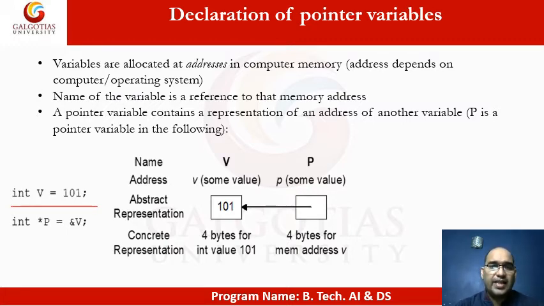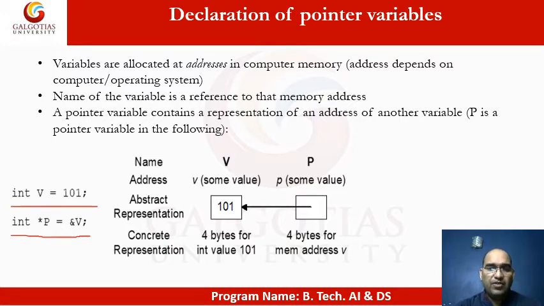So it says that we have declared v as an integer variable, and we have given the initial value 101. And we have declared one more thing here, that is int *p = &v. So first we have to understand what this p is, right? p is actually the int *, which indicates that p is a pointer type variable which can store the address of an integer type variable, right?